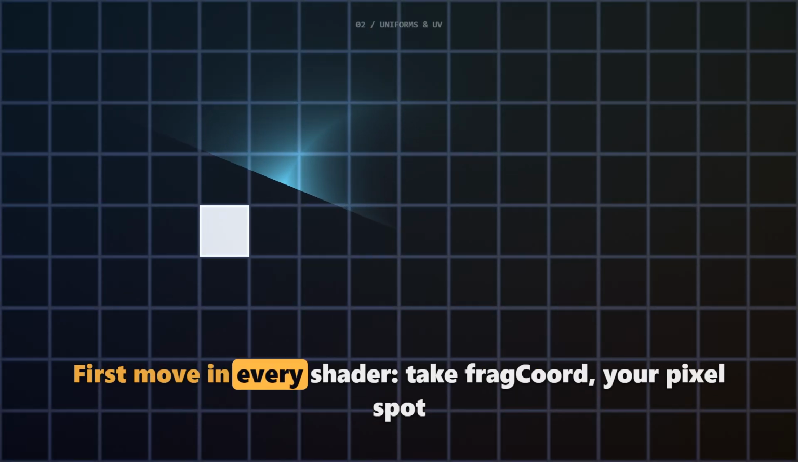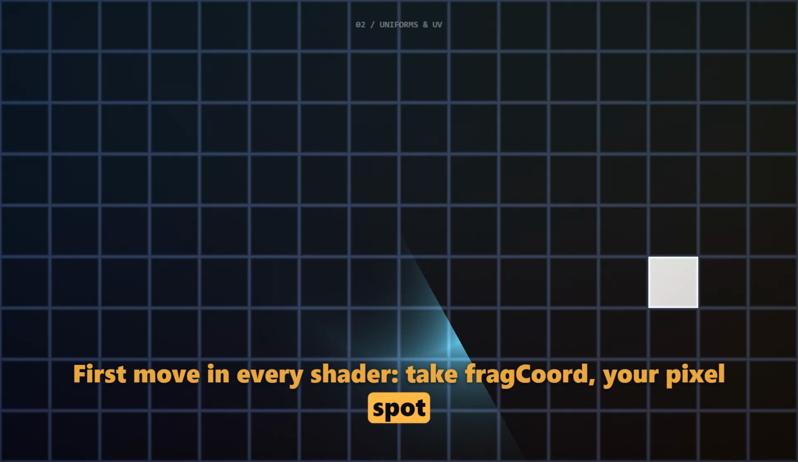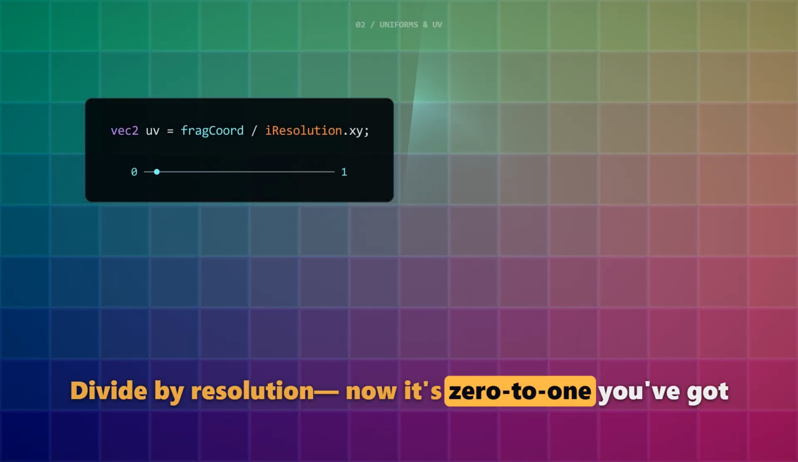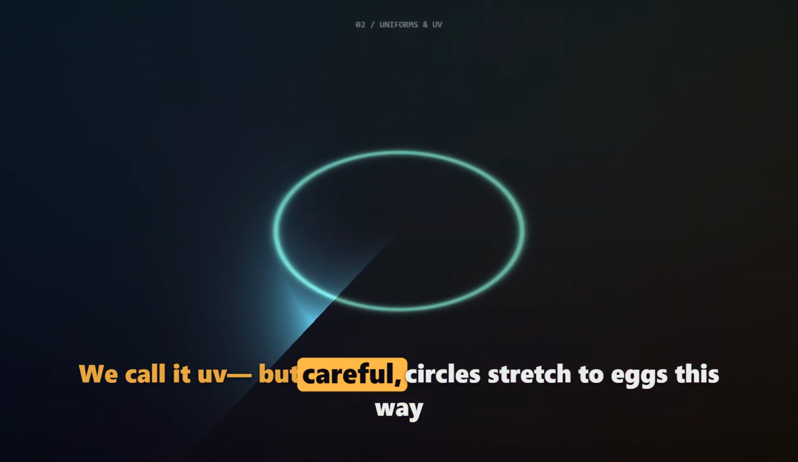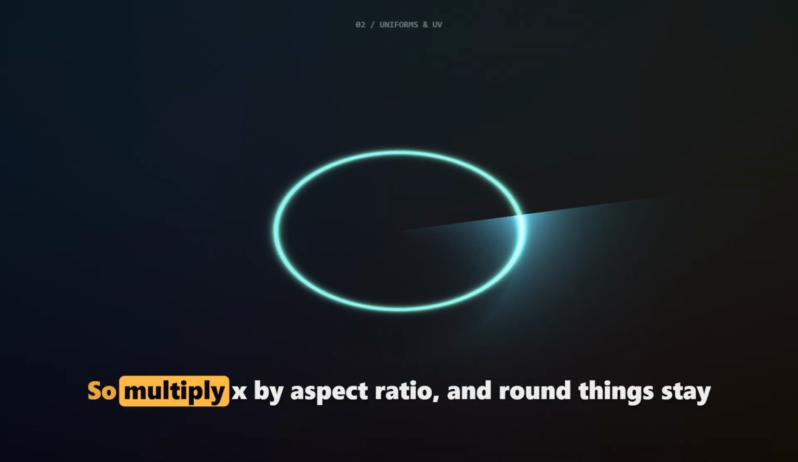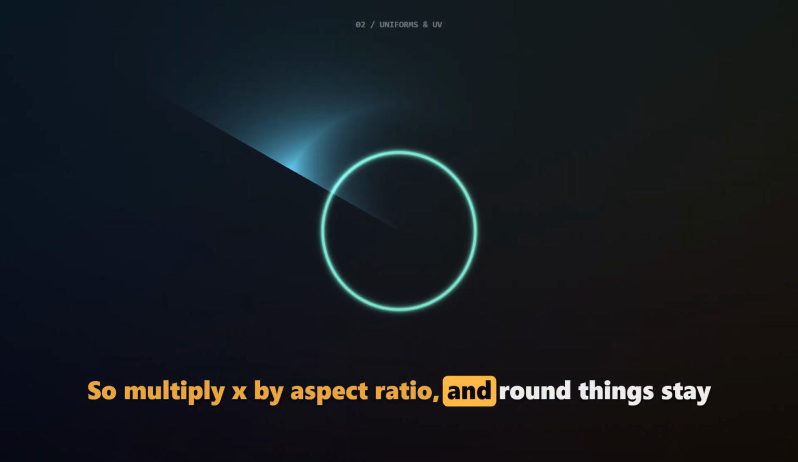First move in every shader, take fragCoord, your pixel spot. Divide by resolution, now it's 0 to 1 you've got, we call it UV. But careful, circles stretch in X this way, so multiply X by aspect ratio and round things stay.